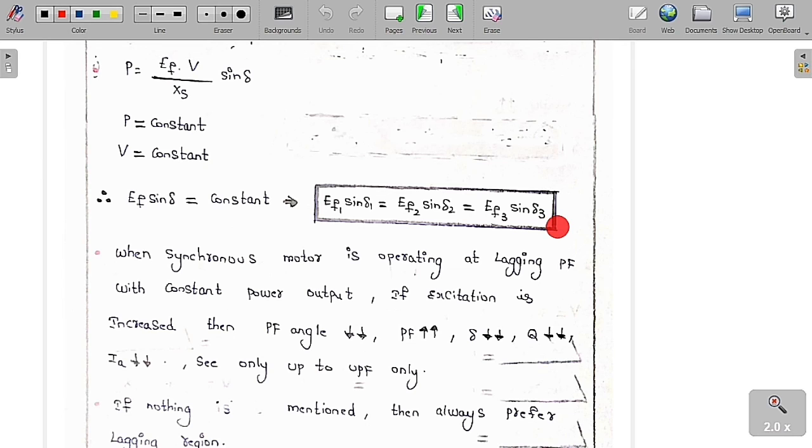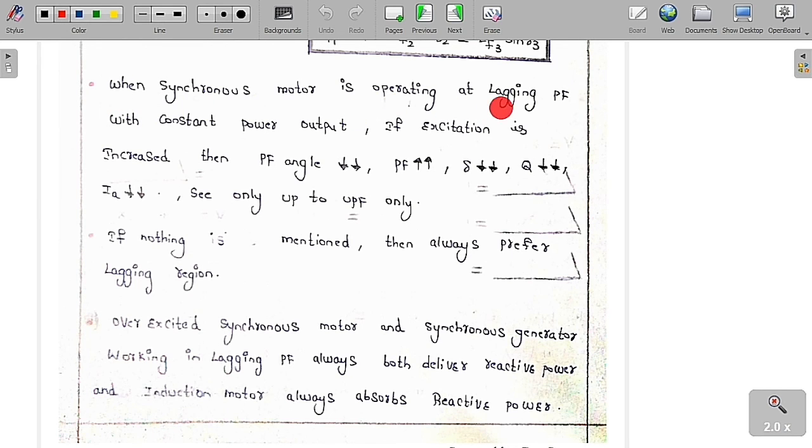So when the synchronous motor is operating at lagging power factor, you can see clearly, with a constant power output, if the excitation is increased, then the power factor angle decreases. Power factor angle means the angle between the supply voltage and the supply current, I_a and V. The power factor angle decreases, so the power factor increases, so delta decreases. Then definitely, as I have already told you, power factor and Q are inversely proportional. If power factor increases, then Q will decrease.